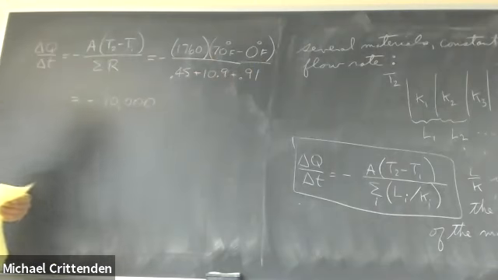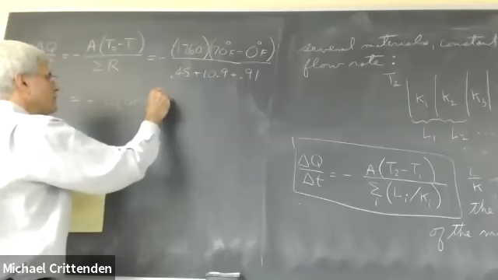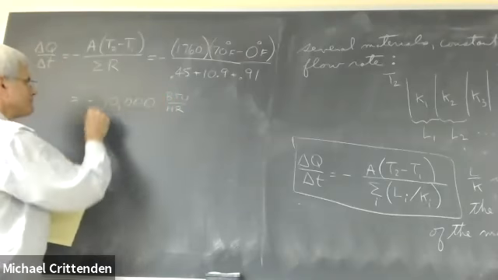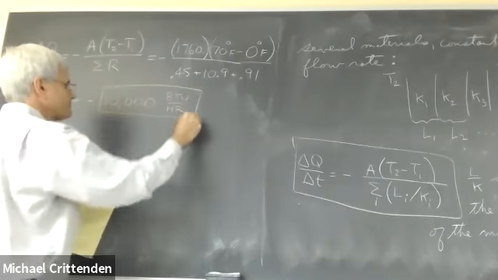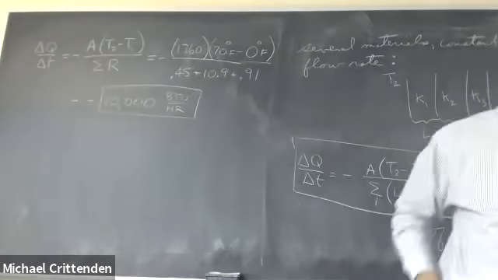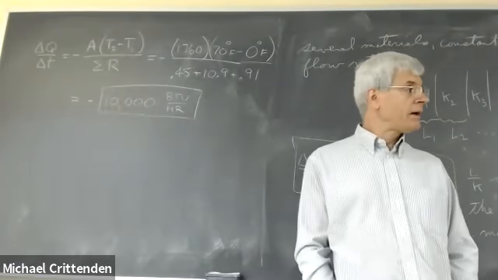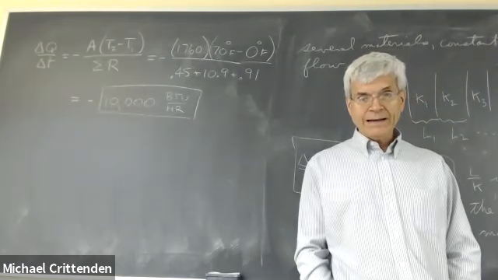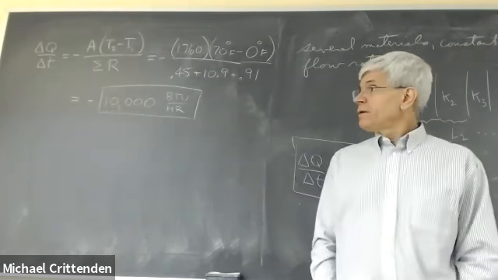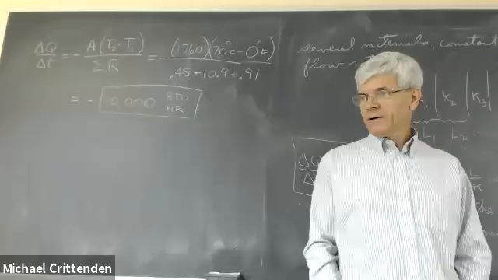And the numbers just happen to come out almost exactly 10,000 BTUs per hour. So if heat is leaving the house at a rate of 10,000 BTUs per hour, your furnace needs to be putting out 10,000 BTUs per hour to make up for that and maintain the 70 degrees in there. I don't know if you can even buy a furnace that puts out only 10,000 BTUs per hour.